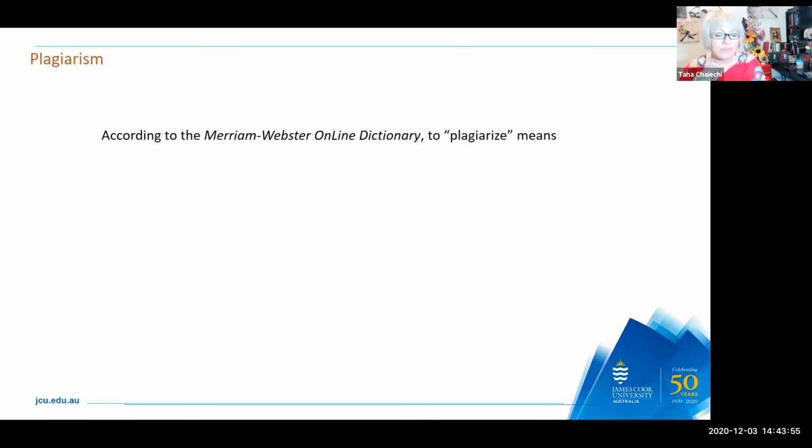Okay, so after this responsible research, let's go back to that keyword in that question, which was about plagiarism. How to avoid plagiarism. If you look at the definition of plagiarize in the Merriam-Webster dictionary, this is what we get: to steal and pass off someone else's work as our own work. Of course, we don't do that. Stealing someone else's work would be very obvious. But plagiarism is not that simple.